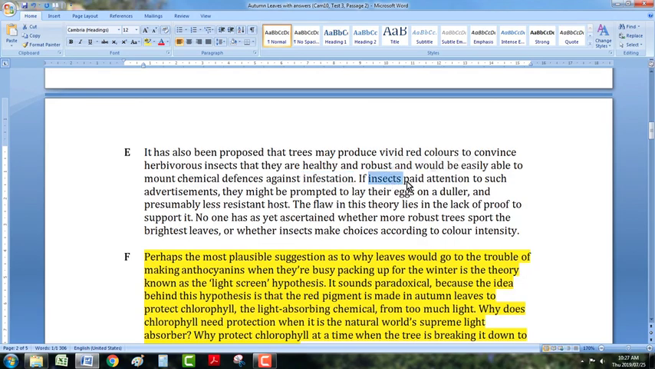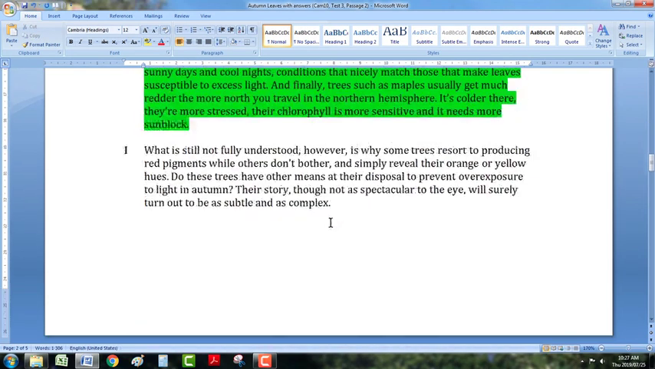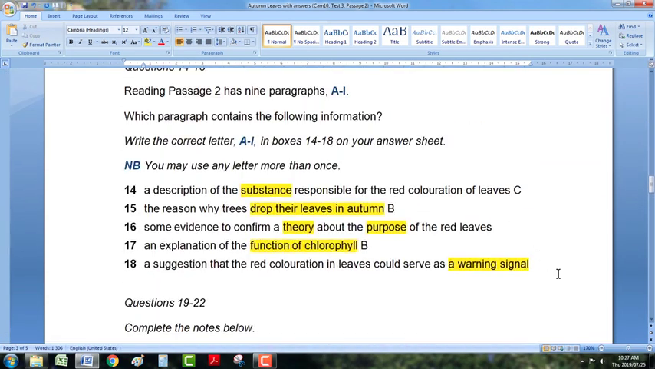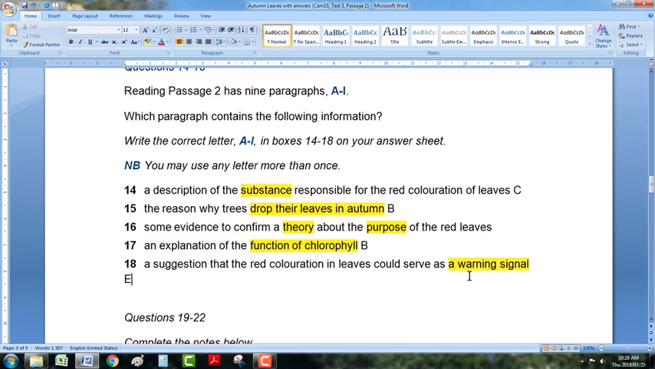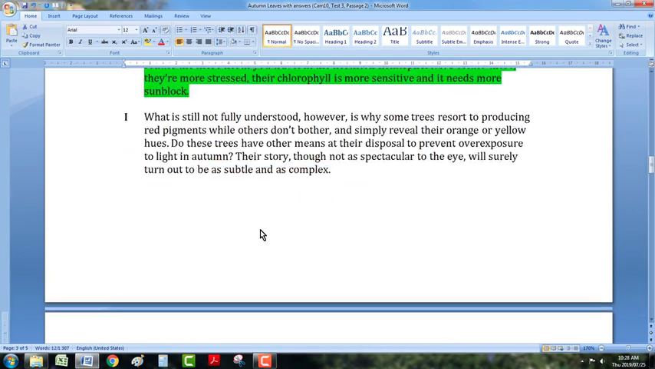So then if the insects paid attention to this, they might go and lay their eggs somewhere else and infest another tree. So yes, I think that's enough to get a warning signal, but you really had to read it in quite a lot of detail there. And the words warning signal or direct synonyms for warning signal weren't there. So it was in 2 sentences, the whole thing described a warning signal. Okay, very tough. Evidence to confirm a theory about the purpose of the red leaves.